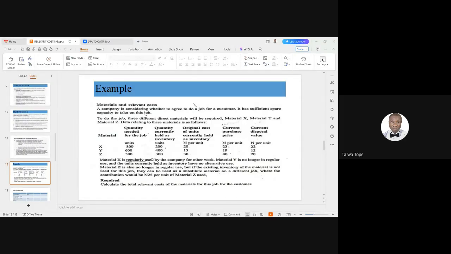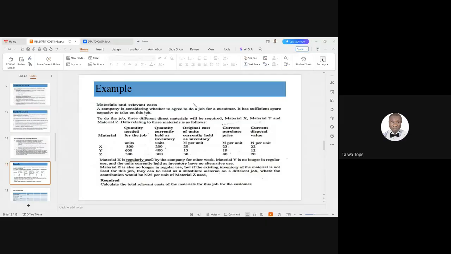So the relevant cost in relation to that will be 18,400. That is 23 multiplied by 800. Why have we treated it this way? Because of the word regularly used by the company. Regularly used. Now, let's look at material Y. We'll show the workings, but let's just look at it in this order first.